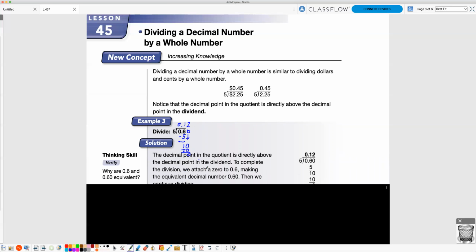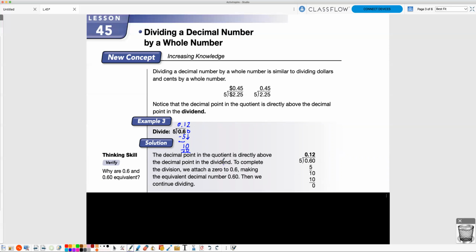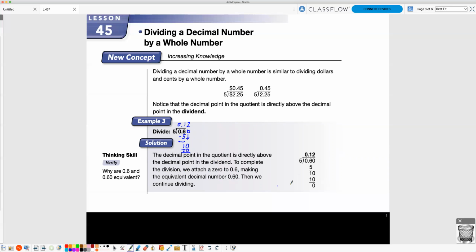So the decimal point in the quotient is directly above the decimal point in the dividend as usual. To complete the division, we attach a 0 to 6/10. See, we had to attach that 0 to 6/10, making the equivalent decimal number of 60 hundredths. Then we can continue to divide. If we didn't attach the 0, we would have ended at 1/10, and 1/10 times 5 is not 6/10. So we already know from previous lessons that 6/10 and 60 hundredths are equivalent.